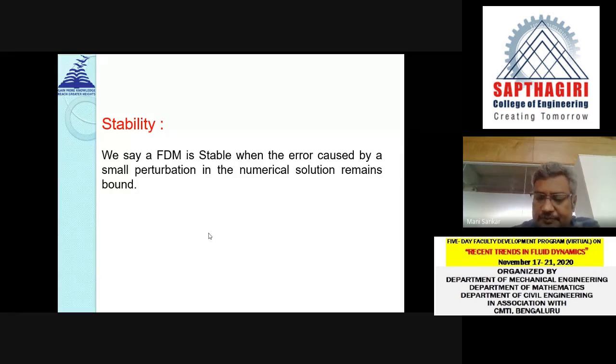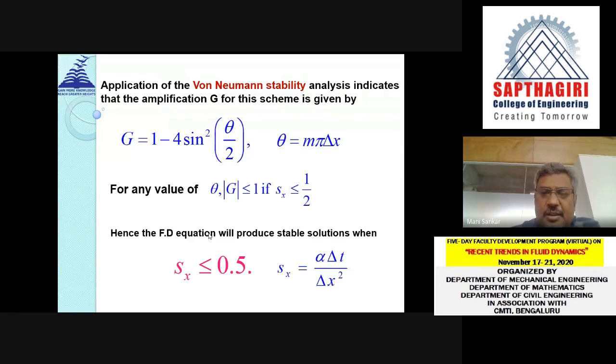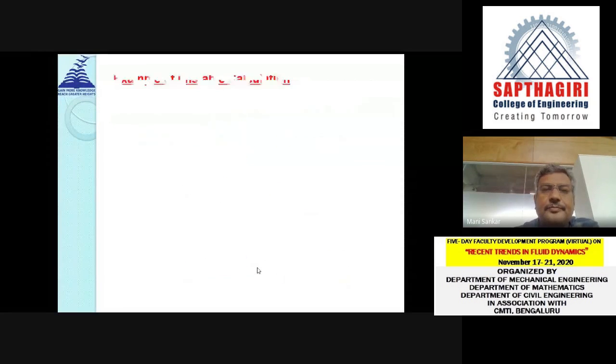This is important because I mainly focus on the type of finite difference approximation that we use. And as I said, any finite difference approximation should be checked for stability. By von Neumann stability analysis, this scheme is stable only when this condition is satisfied, that is, the mesh ratio parameter should be less than or equal to 0.5. If we violate this condition, then the scheme may produce a spurious solution which may not be realistic.